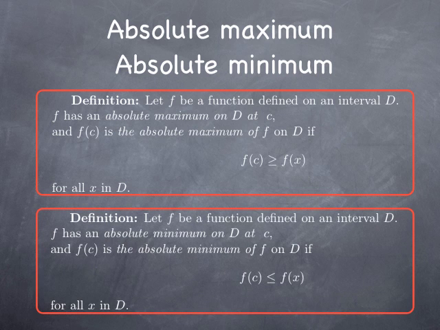Similarly, the absolute minimum on D of a function f is the smallest value that the function f takes on D. In other words, the function has an absolute minimum at c, where c is a point of D, if f of c is less than or equal to f of x for all x in D, in which case we call f of c the absolute minimum of f.